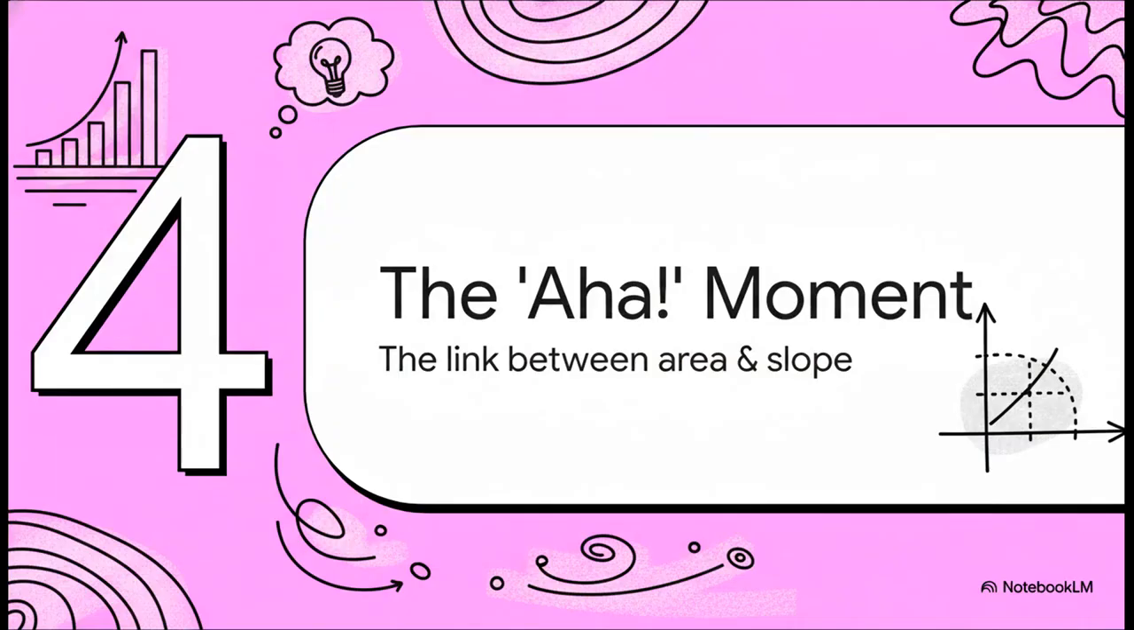Okay, so we have a way to define the exact area. But actually summing an infinite number of rectangles? That sounds impossible, right? And for centuries, this was a massive roadblock. Then came one of the biggest breakthroughs in the history of science, a discovery that connected two ideas that seemed to have absolutely nothing to do with each other: area and slope.